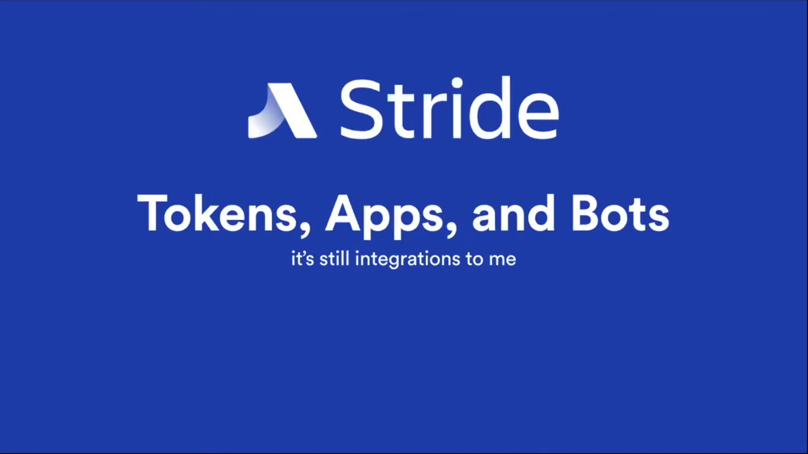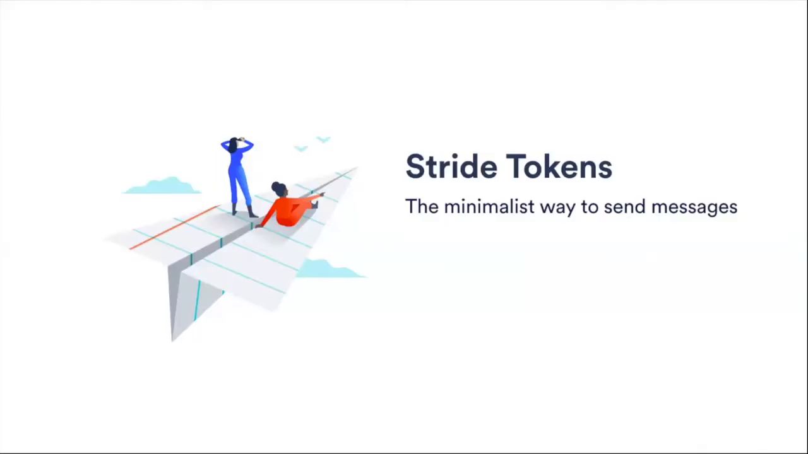So we think about tokens, apps, and bots. And those are the three sort of ways you can integrate with Stride. I'll tell you what I mean by sort of in a minute. But let's start off with tokens. This is the very minimum way you can integrate with Stride. Basically, a token is a way to send a message to a single room. So basically, you get a token, you can use that in a shell script, you can use it in curl, you can use it in a cron job, doesn't matter. But the only thing you can do is send a message to a room.